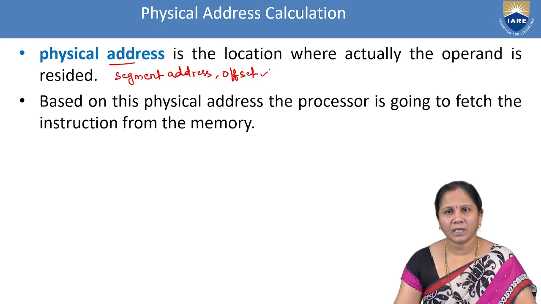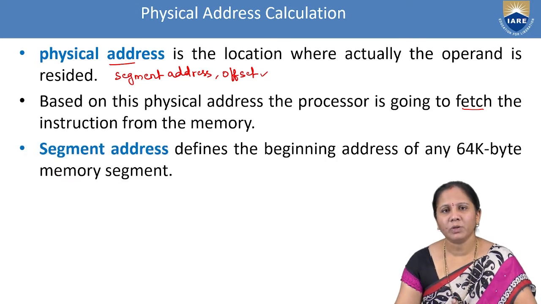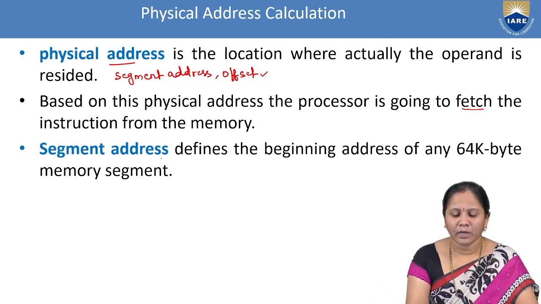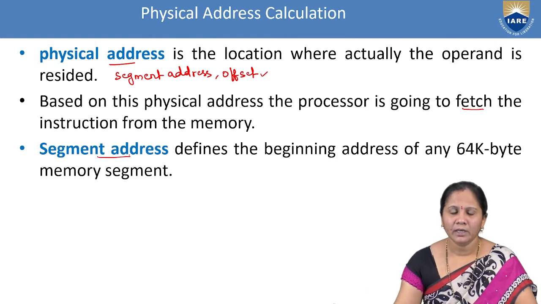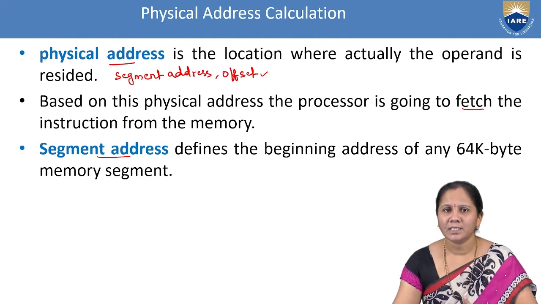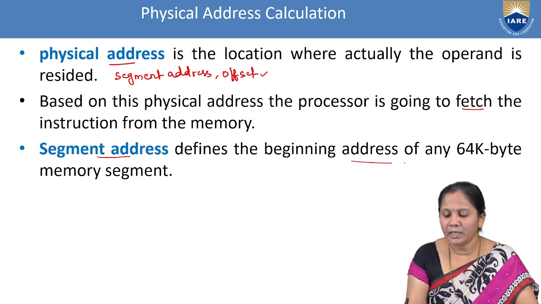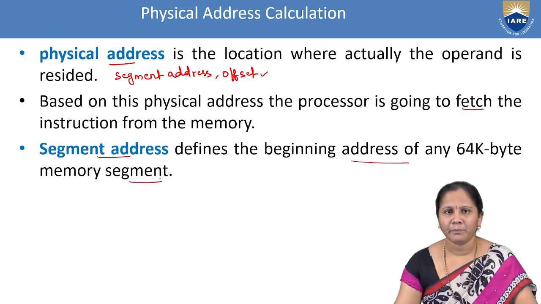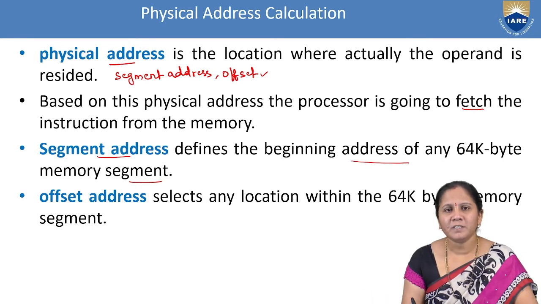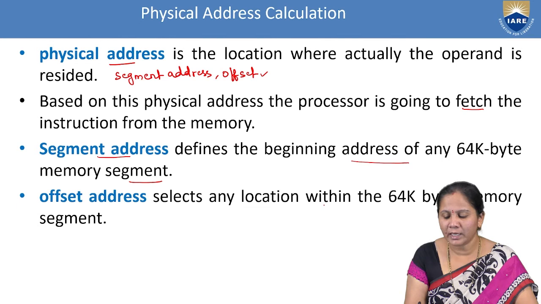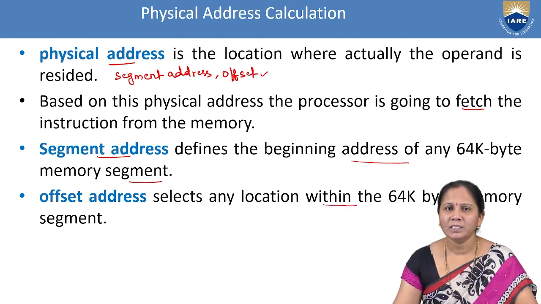Based on the physical address only, the processor fetches the instruction from the memory. That fetched instruction will be decoded and executed. Coming to the segment address, the physical memory we have is 1 MB in the 8086 microprocessor. That 1 MB physical memory has been divided into 16 logical segments. Each segment is of 64 KB. The segment address indicates the beginning address of any of the 64 KB memory segments. The offset address represents the address anywhere in that 64 KB memory. So the offset address selects any location within the 64 kilobyte memory segment.